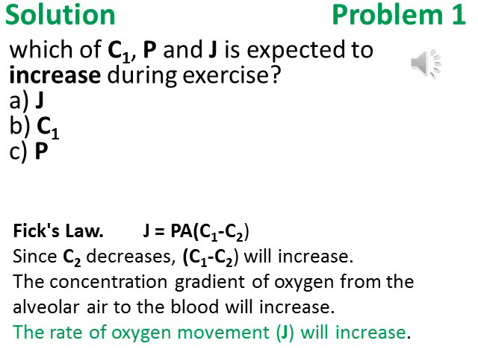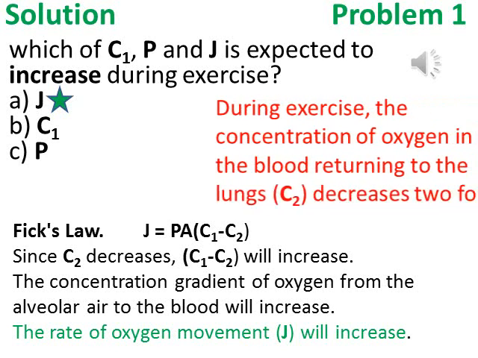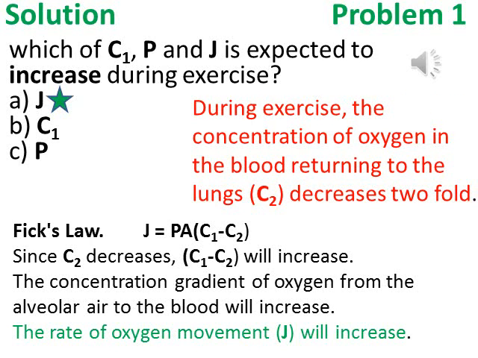The solution to problem 1 is choice A, J. J will increase during exercise. Why? The problem states that during exercise, the concentration of oxygen in the blood returning to the lungs decreases twofold. The concentration of oxygen in the blood returned to the lungs is lower during exercise because skeletal muscle tissue uses oxygen at a greater rate, and there is less oxygen returned to the lungs by the blood.